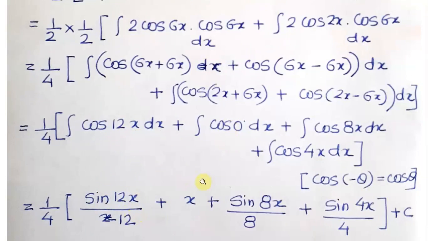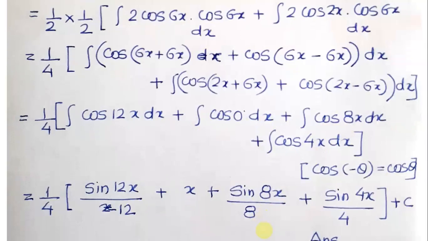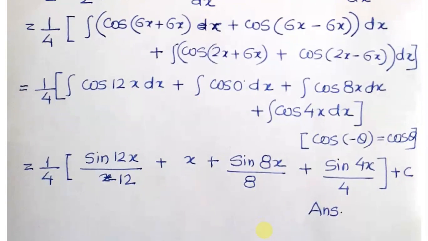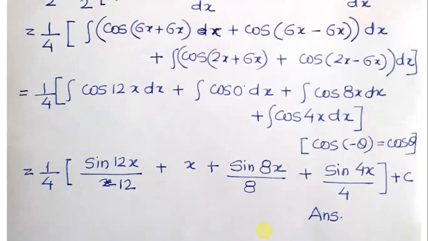Same thing is happening here also. Sorry, here in this question cos of 0 will become 1 and integration of dx will become here x. And same thing is happening in these two integrations also. Cos of 8x will become sin of 8x and differentiation of 8x will be 8. Same way sin 4x we have obtained. Okay, so this will be the answer of this question. This question answer is coming same as per the textbook. Only the question number 4 we have done, it is not coming as per the textbook.